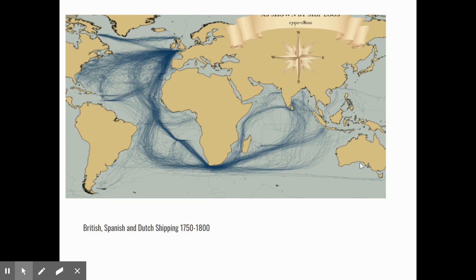Eventually, fighting a war with the Dutch (the Netherlands is the country, the Dutch are the people) and taking over much of the former Dutch trade routes between Europe and Asia.